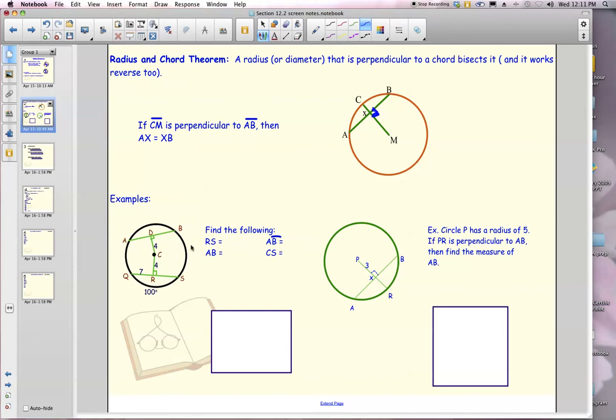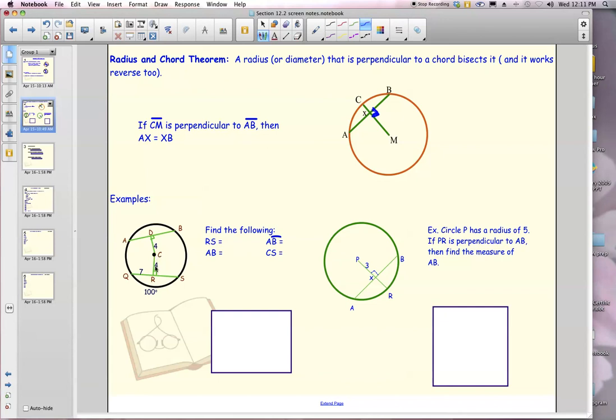Some examples that we're going to look at are... notice what they have in this picture, that the distance from C to D is 4 and the distance from C to R is 4. They give us that the length from Q to R is 7, and they give us that the measure of the arc QS is 100. And they ask us to find some of the following measurements.